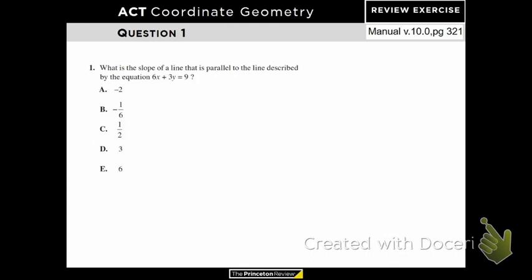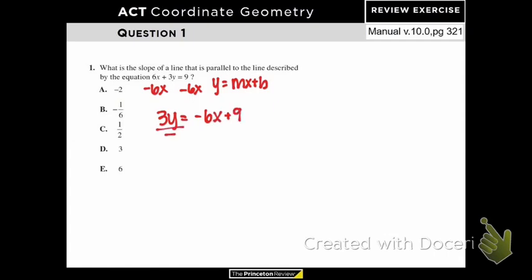Okay, so question 1, what is the slope of a line that's parallel to the line described by this equation? So our first step is we want to get this into slope-intercept form so we can easily see what the slope of this line is. So remember that is y equals mx plus b. So I'm going to go ahead and solve for y. So let's start by subtracting 6x. So I get 3y equals negative 6x plus 9.